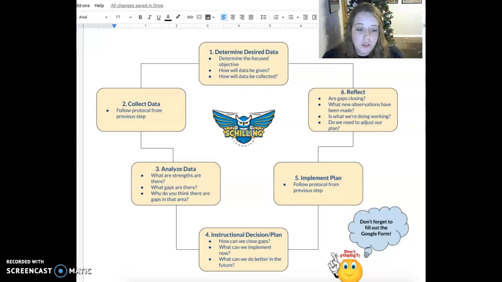At my school, we also use a Google form to kind of keep all this information so we can remember what we were supposed to do when we talk about the data the next time. So I have a little reminder in the corner to not forget to fill out the Google form. So that's kind of the process that I would implement at my school.